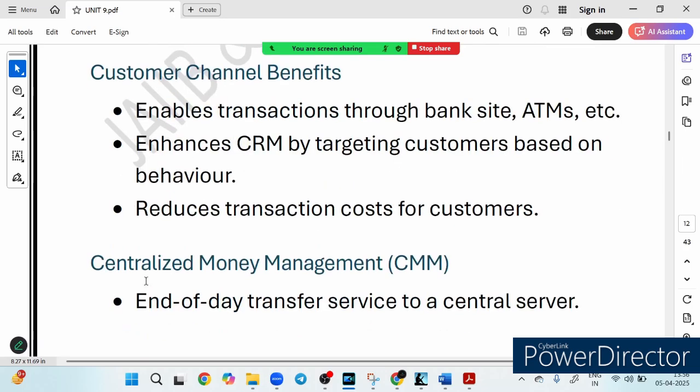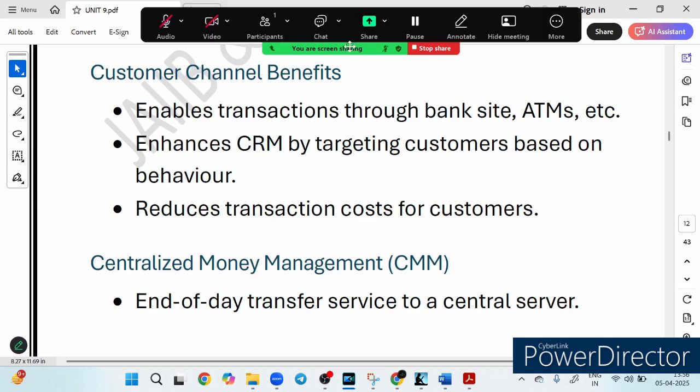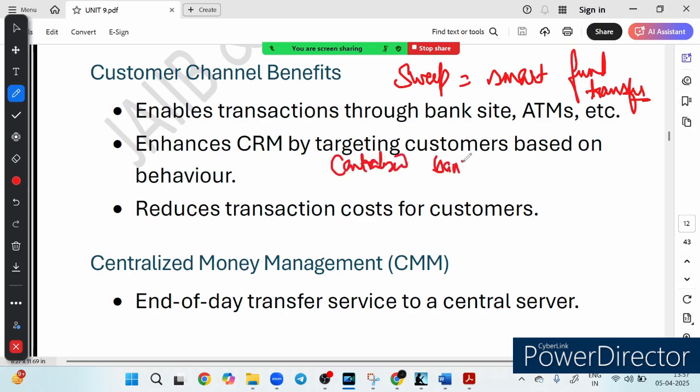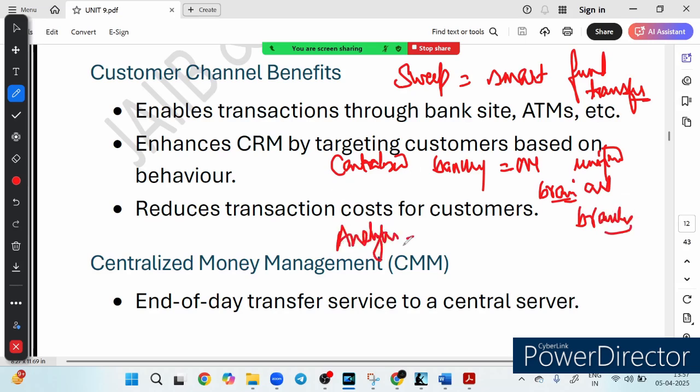Then we have customer channel benefit. Just remember, sweep means a smart fund transfer. Sorry for my handwriting. Whenever you see the word centralized banking, what does it mean? It means one unified brain for all branches. And whenever you see the word analytics, what is the meaning? It means better customer targeting. I hope that makes sense to you.